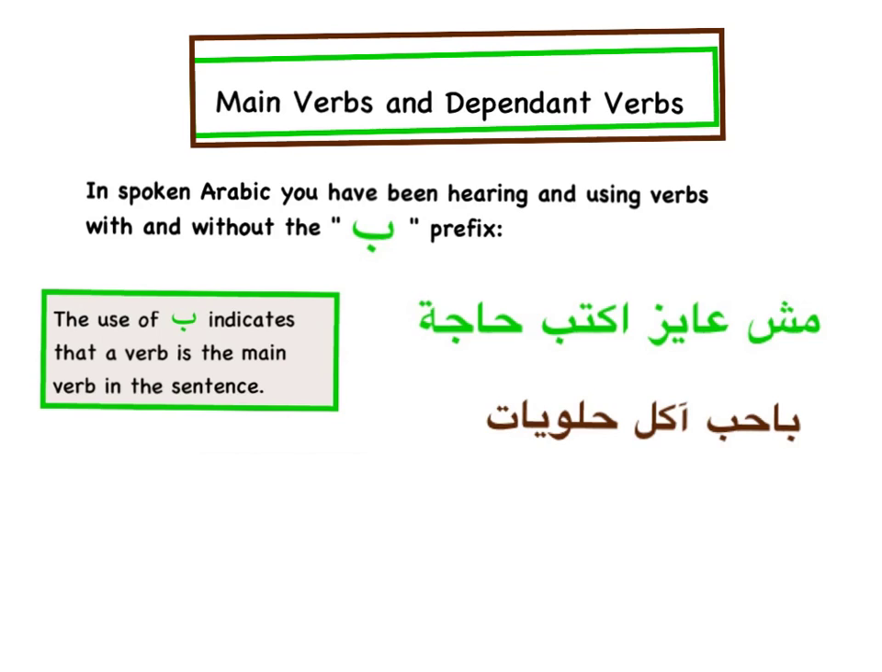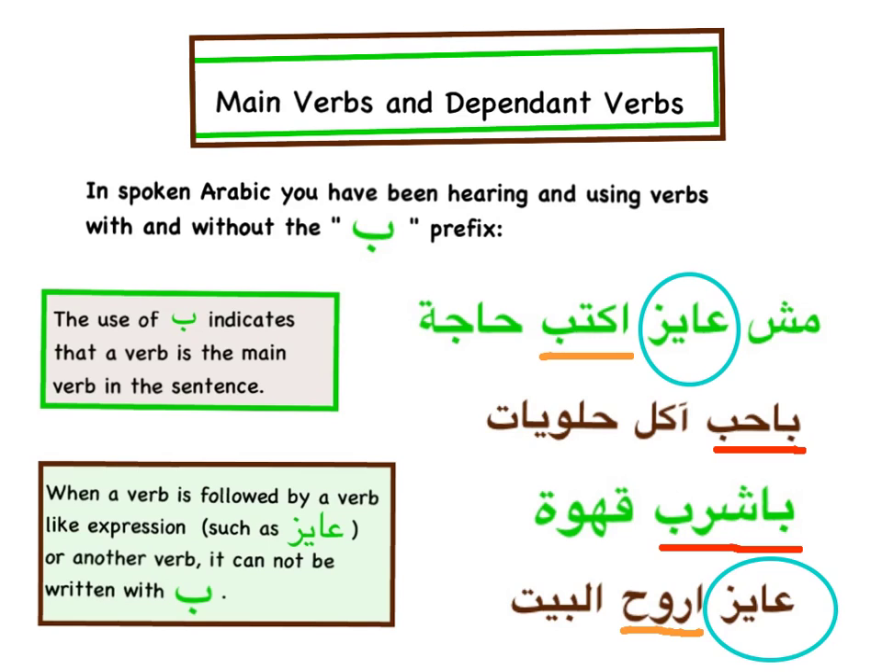Between the two sentences, you have two verbs, أكتب and بحب. And as we said, if you have a ب with a verb, then it's a main verb. So بحب أكل حلويات. أحب is the main verb. Now let's look at مش عايز أكتب حاجة. When a verb is followed by a verb-like expression such as عايز or another verb, it cannot be written with be. So again, مش عايز أكتب حاجة. We have عايز, which is the equivalent of I want, to want. I don't want to write anything. So the verb after عايز does not take ب.